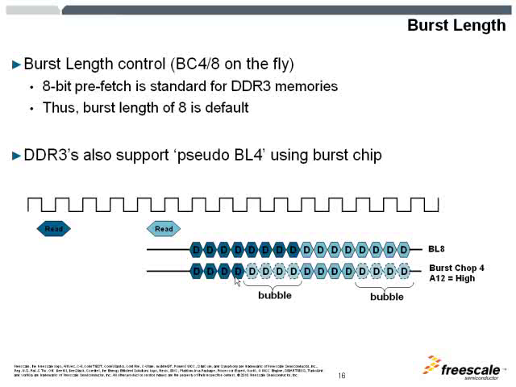So if burst chop 4 or on-the-fly burst chop 4 is selected, the 8 beats still occur, but the data will only be carried on the first 4 beats. The second 4 beats would be just no data. As you can see on this diagram on the bottom, it is called the bubble. A read command is sent and another read command is sent, and the distance between the 2 read commands, again, is going to be 4 clock cycles.